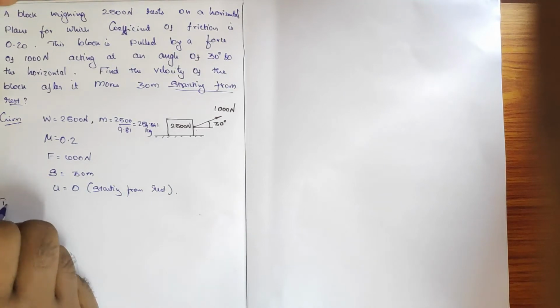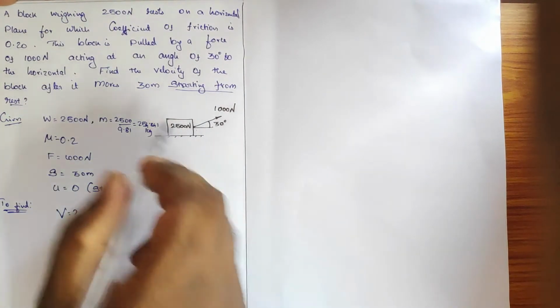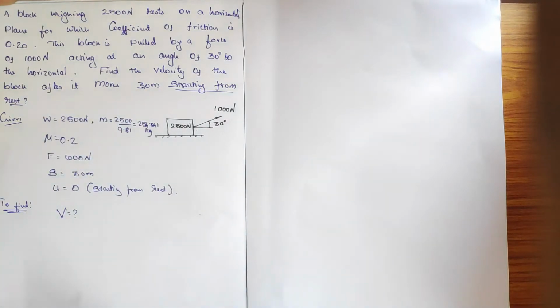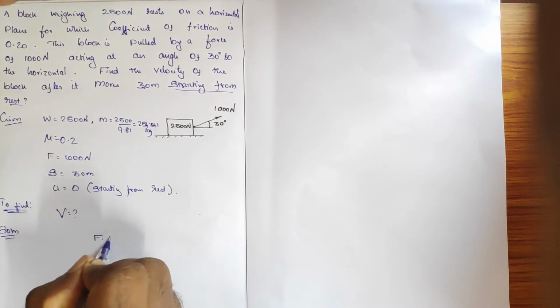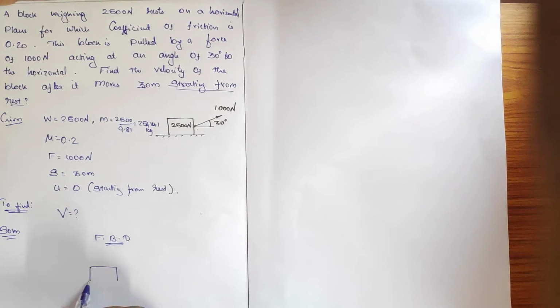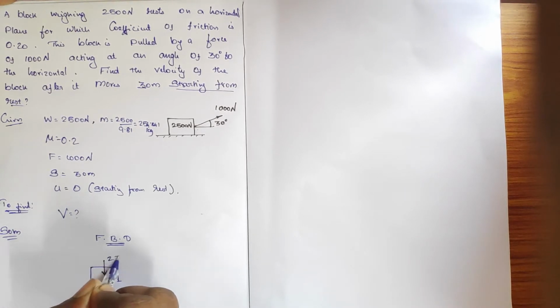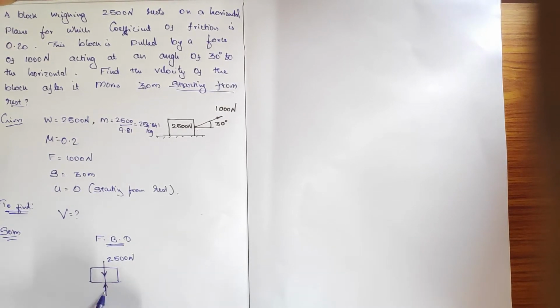So we need to find the velocity of the block after it moves the distance of 30 meter. That's what we need to find. First, take the free body diagram. This is a block. The weight of the block, which is 2500 Newton, acts downwards, and in the contact region there will be a normal reaction, which will be upward, something like this.